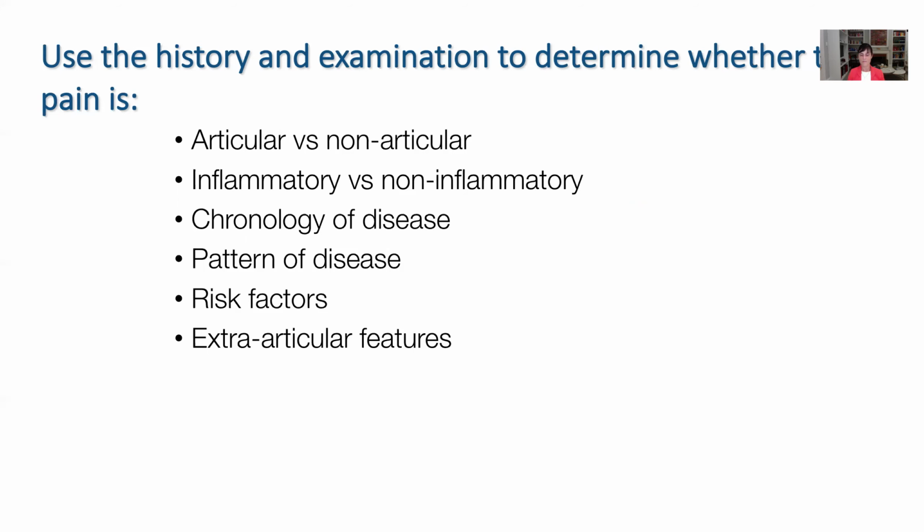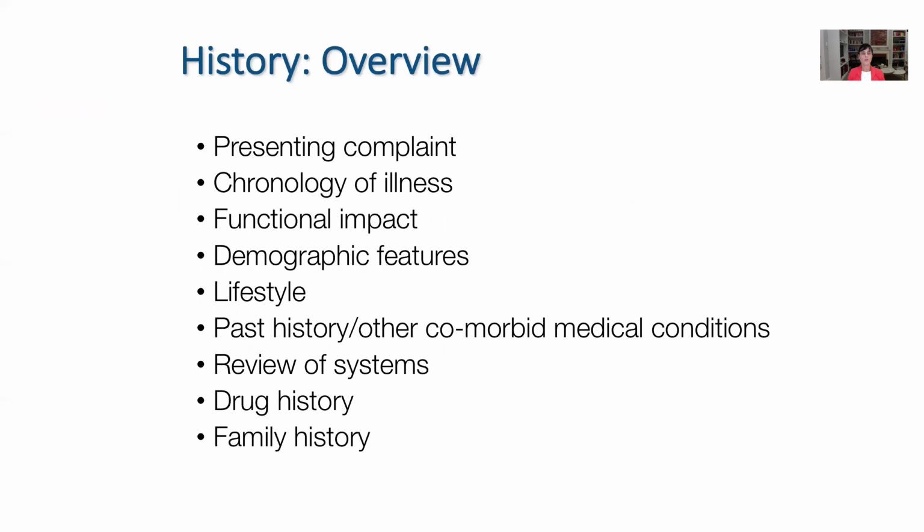the main features. So when taking a history, the aim is to understand the presenting complaint, to ask open-ended questions to gain an insight into the problem, and then to ask more focused questions to understand the complaint in more detail. And in doing so, you're understanding the chronology of the illness, the functional impact on the individual in terms of their activities of daily living and other activities that are important to their quality of life, such as the ability to work and care for others and to participate in social activities.